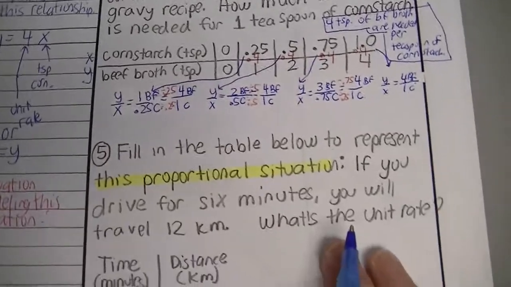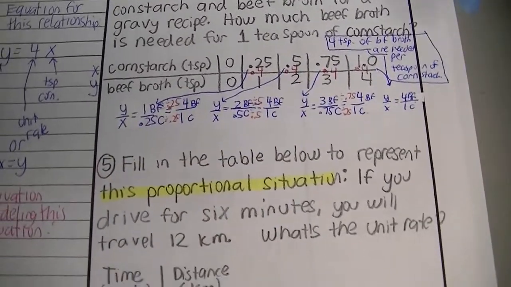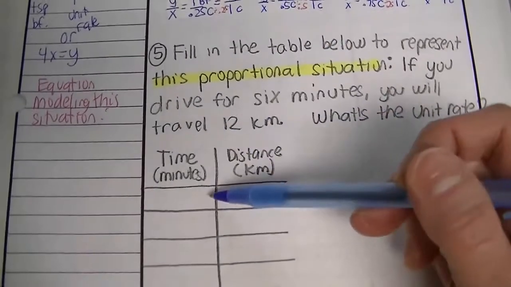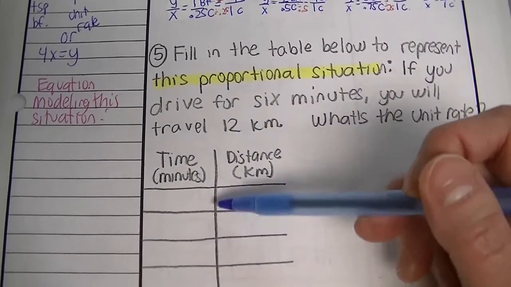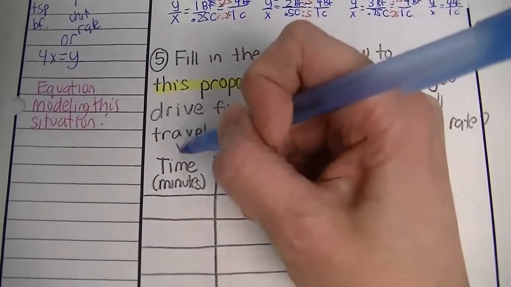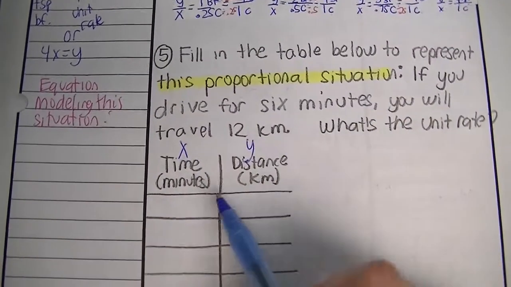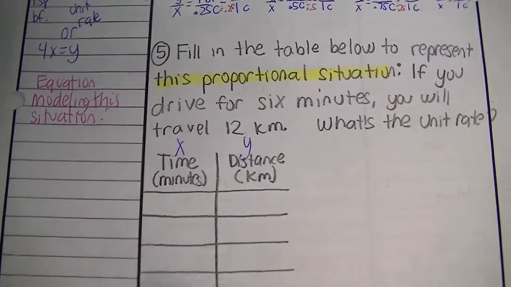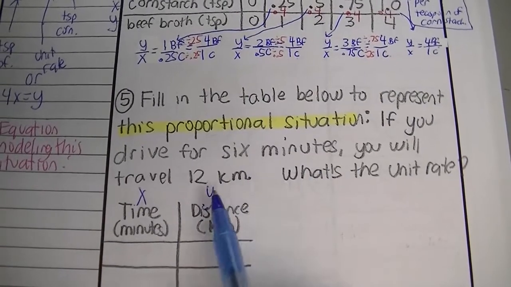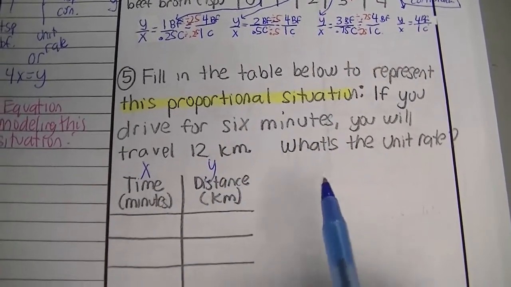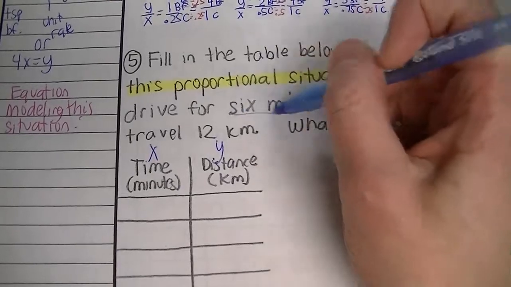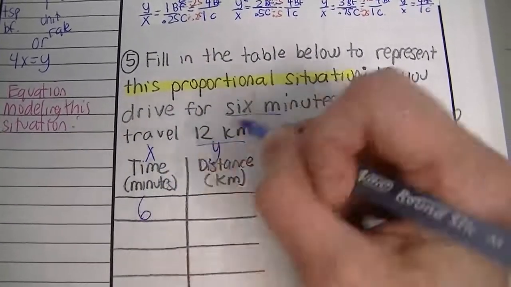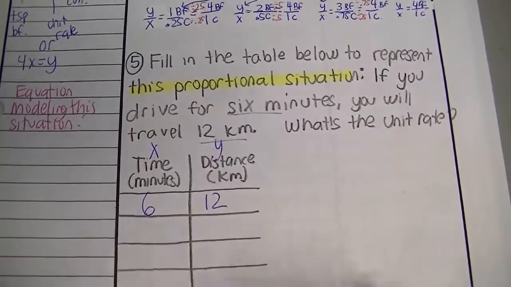Okay. Number 5, fill in the table below to represent this proportional situation. Since it's proportional, all the unit rates are going to be the same when you compare x and y. You're going to multiply all the x values by the same exact unit rate to get the corresponding y value for that x value. So if you drive for 6 minutes, you will travel 12 kilometers. What's the unit rate? Let's start with that information. You drove for 6 minutes, you went 12 kilometers, so here's time. We're going to put a 6 here, and they tell us 12.